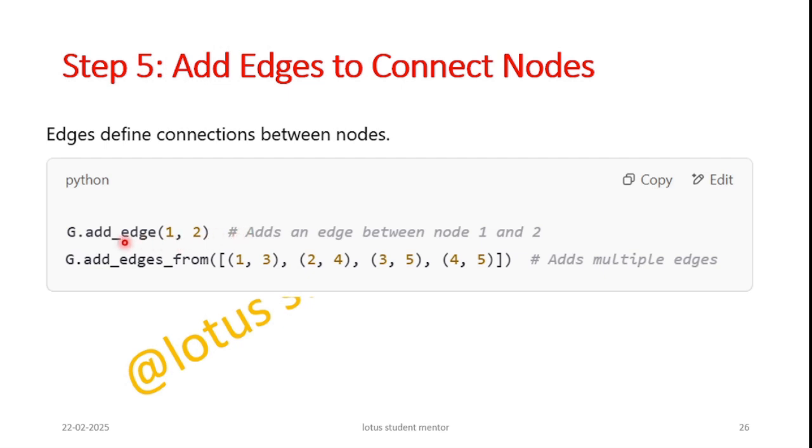If you want to add edges, use g, for graph, dot add_edge, that is (1, 2). Like that, add edges (1, 3), (2, 4), (3, 5), (4, 5). These 1, 2, 3 are all nodes, node numbers. Okay, add_edge(1, 2) means it takes an edge from node 1 to node 2. Here, node 1 to node 3, node 2 to node 4, node 3 to node 5, node 4 to node 5. Node 5 will be added.